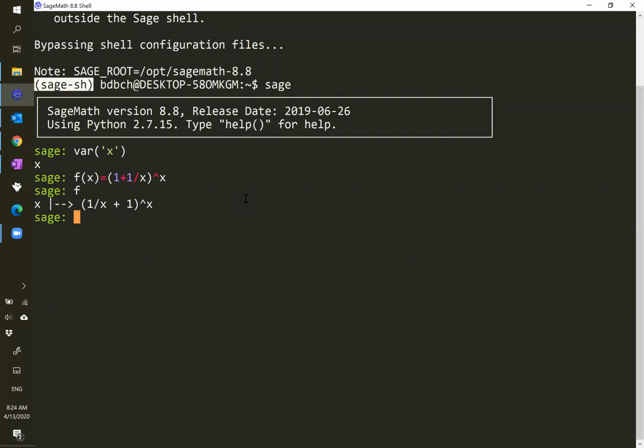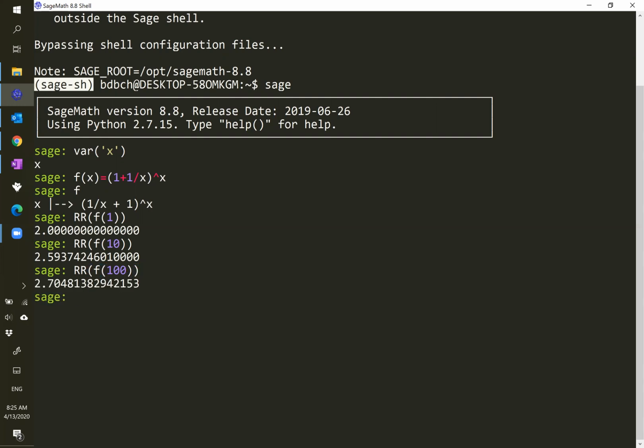Let's see the output. For instance, f(1) gives us 2. Our input 1 is small, so the output is 2. Remember e is 2.718, etc. Let's plug in 10. You see it's now near 2.6, and the limit is 2.718. Now this is closer. If you take 100, we get 2.7. The goal, the limit, is 2.718.